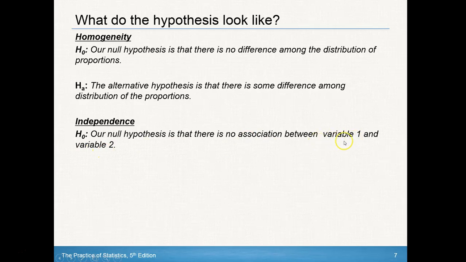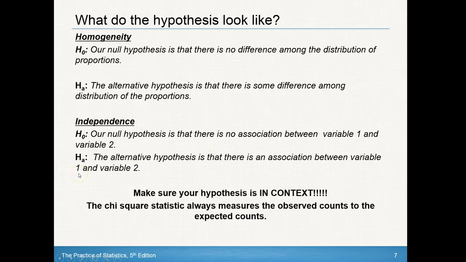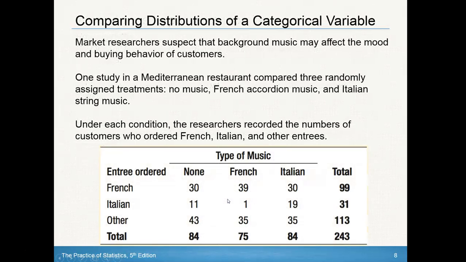Notice we're not comparing the distributions here because I just have a single sample. I'm checking to see if within that sample, two variables influence each other. So our alternative is that there is an association between variable 1 and variable 2. Make sure your hypothesis is in context. So the chi-square statistic still, once again, is going to be measuring the observed counts to the expected counts. And we're going to take a look at what that looks like when we have more than a one-way table.